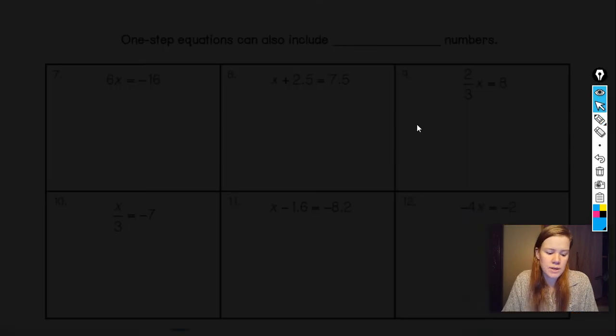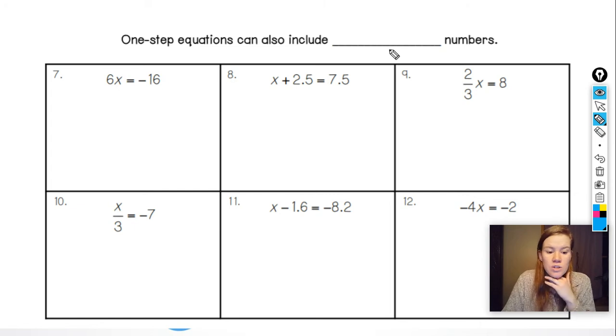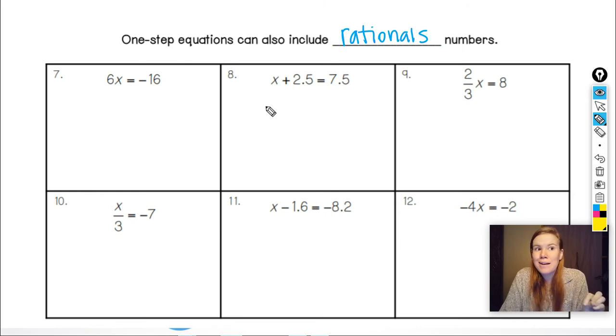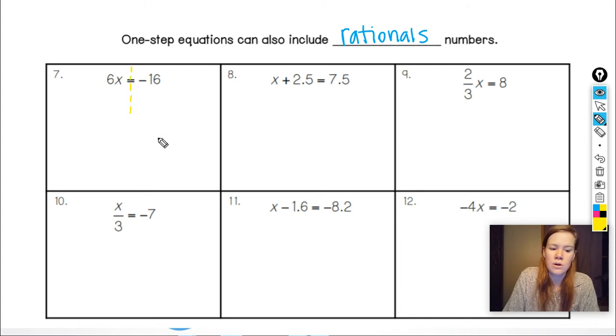Flip on over to the next page. So one-step equations can also include rational numbers. So it can have fractions and decimals, positives and negatives. So you're going to go through and you've got to solve it just the same. And this is why the process can be so helpful, because you might not know off the top of your head through guess and check what the solutions are to rational problems. But if you use your method, you can always figure it out. All right, so let's do 7, 8, and 9 and 10 together. We're going to move a little faster now.